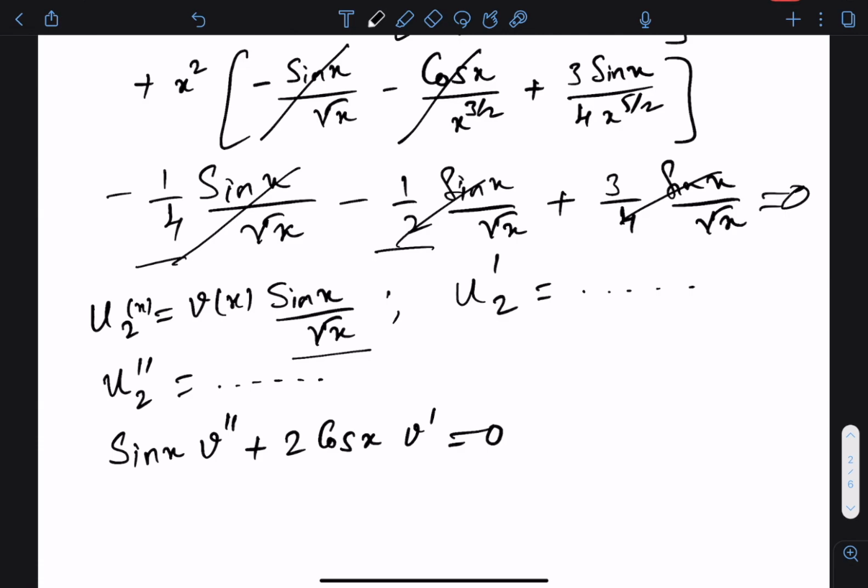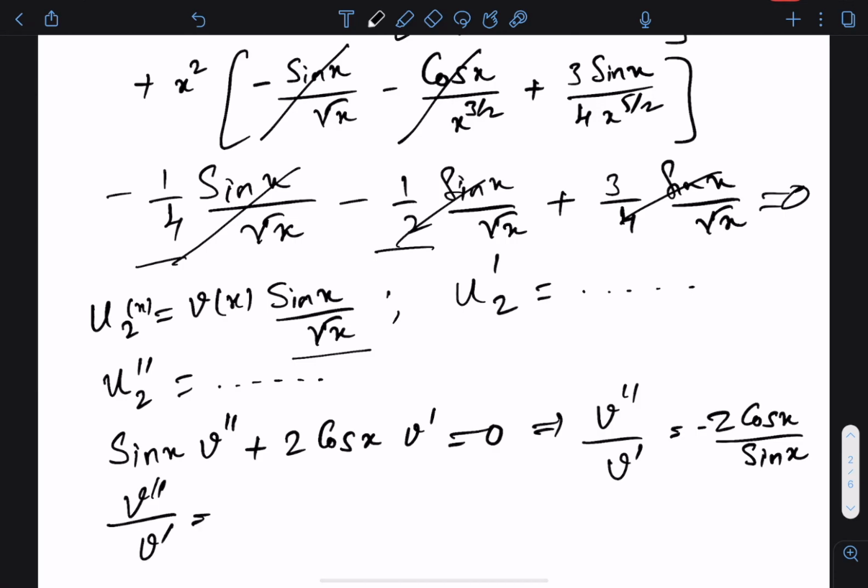So that's going to give you v double prime over v prime equals minus 2 cos x over sin x, that is, v double prime over v prime equals minus 2 cot x.